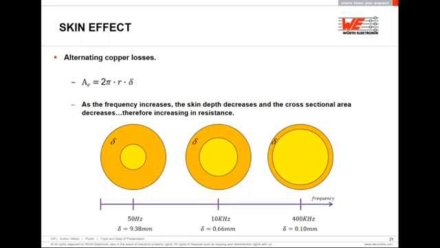The diagram shows 3 examples of this skin effect. As you can see, at 50 Hz, we have a 9.38 millimeters skin depth. If we increase the frequency to 10 kilohertz, the skin depth would be less, 0.66 millimeters. And finally, if we increase it to 400 kilohertz, the skin depth would be even smaller, 0.1 millimeters. The area at which the current flows is going to be limited by this value. This is something very important to take into consideration when handling high frequency values.